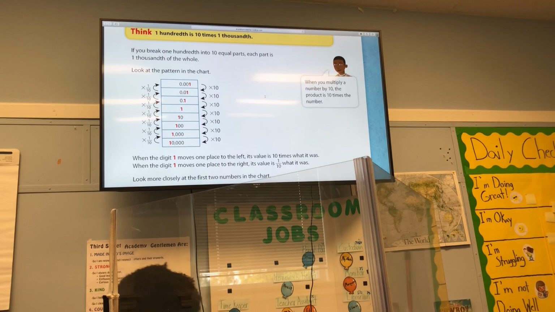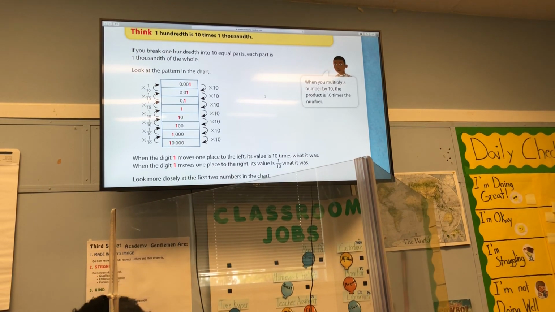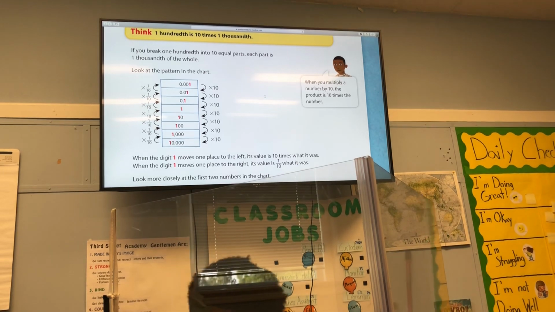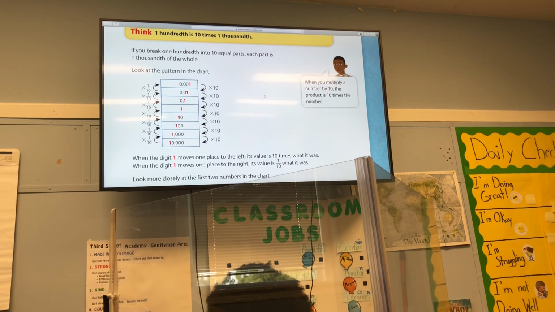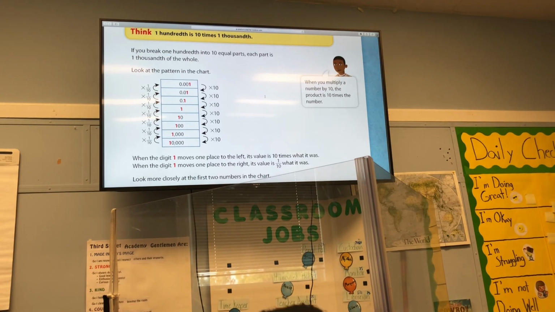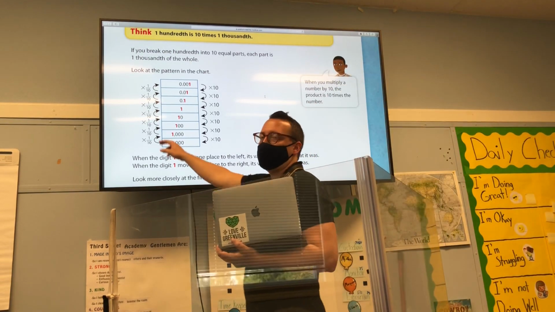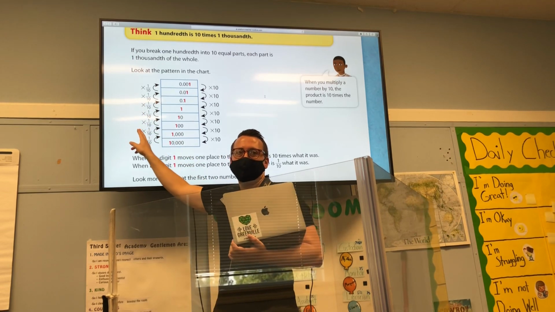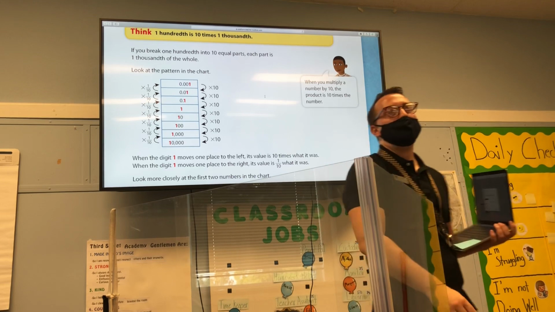Alright? Here, next page. Here they give you a great chart. Eyes on the next page, page 3. They give you a great chart that shows you how this works. It shows you, if you are moving up, you're multiplying by 10. If you are moving down, what they said was times 1/10. You know what that means? That's the same as saying divide by 10. Times 1/10 is the same thing as saying divide by 10.